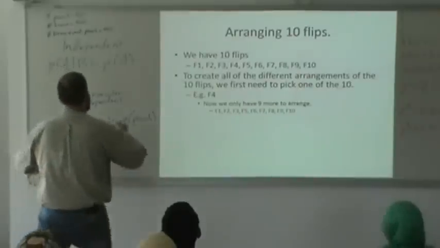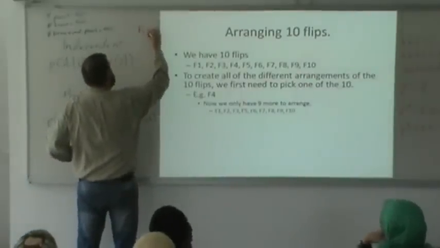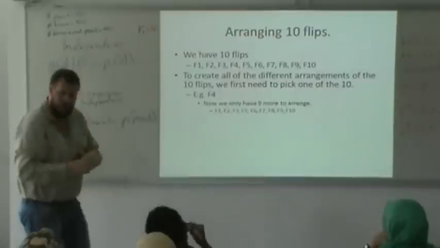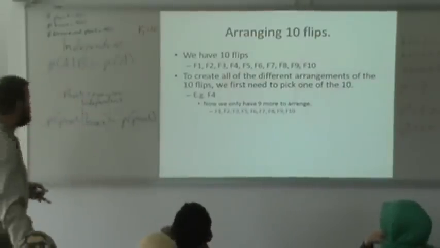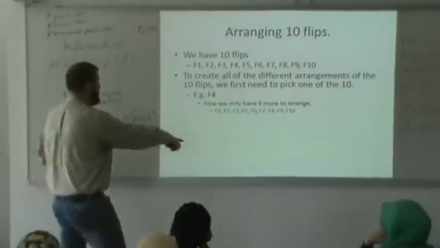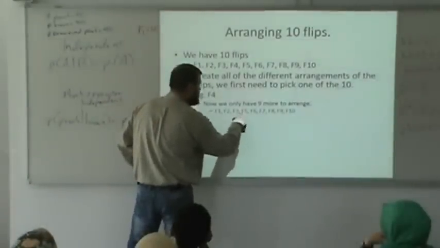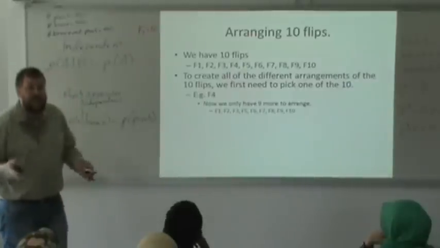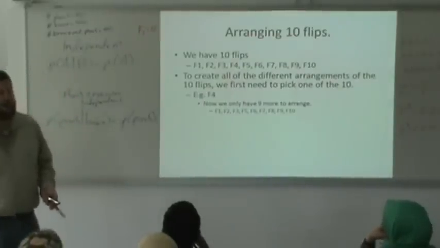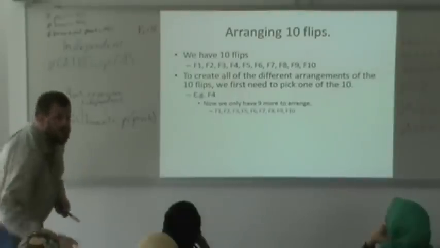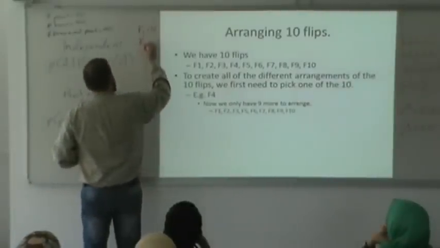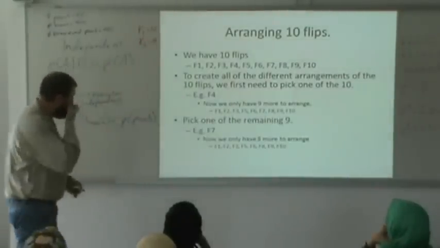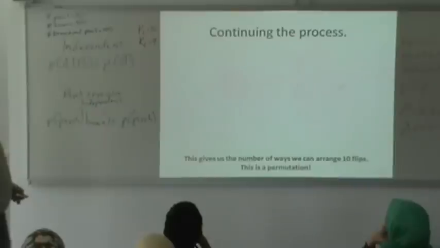So K1 equals 10. Now, we've picked the first flip. Now we have 9 more to arrange. So we said we picked 4, let's say. Notice F4 isn't in here. So we have 9 flips left that we could arrange once we've figured out the first one, right? So what is K2? Good. Now we only have 8 more to arrange.